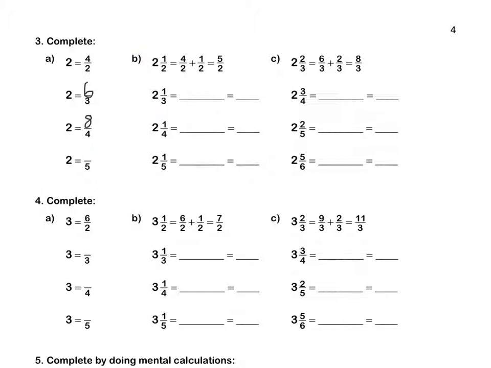Let's look at B. 2 1/2. Our fraction part is a half. Therefore, we rewrite 2 wholes as 4 halves, plus the half gives us a final answer of 5 halves as an improper fraction. C. We are working with thirds. Therefore, 2 wholes, 2 times 3 gives us 6 thirds, plus the 2 thirds, which gives us a final answer of 8 thirds as an improper fraction. Pause this video to complete question 3.